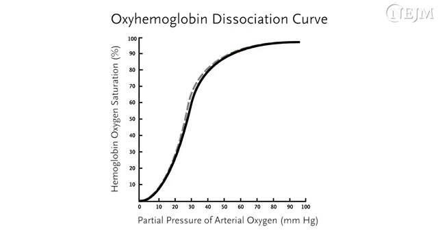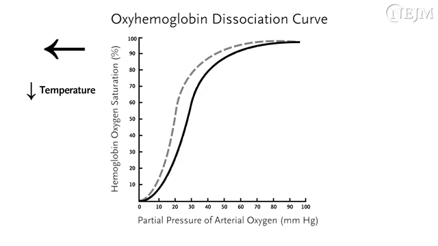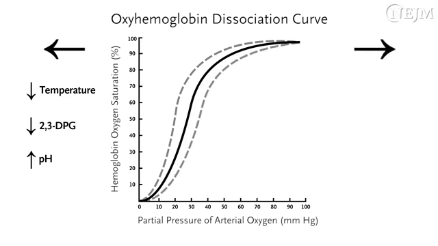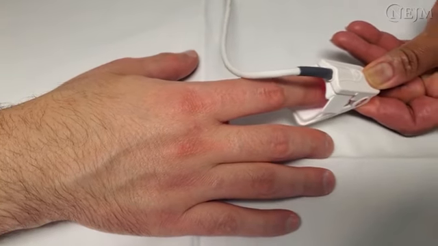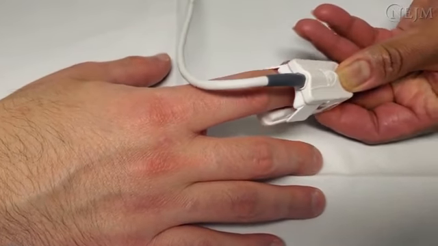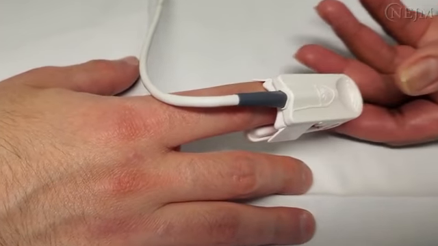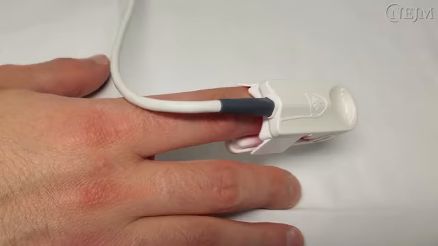Factors that shift the oxygen-hemoglobin dissociation curve to the left include a decrease in temperature, a decrease in 2,3-diphosphoglycerate, or 2,3-DPG, and alkalosis. Factors that shift the curve to the right include an increase in temperature, an increase in 2,3-DPG, and acidosis. Pulse oximetry is particularly useful to monitor the hemoglobin oxygen saturation and is indicated in all clinical settings in which hypoxemia may occur.